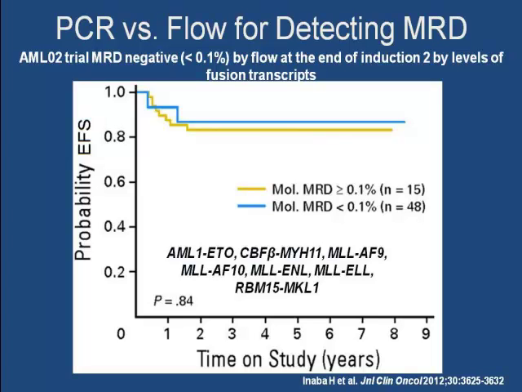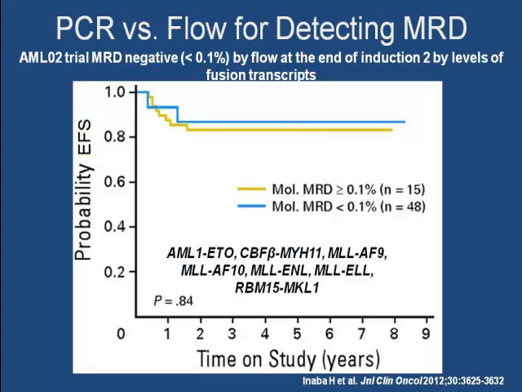This is a separate study that looked solely at patients who were flow negative. So all of these patients had no evidence of minimal residual disease, in complete remission, and then it's looking to see whether they had molecular evidence of disease or not. And in the yellow, you see patients who had molecular evidence of disease who were flow negative. There was only 15. And then in the blue, there were patients without molecular evidence of disease, 48.